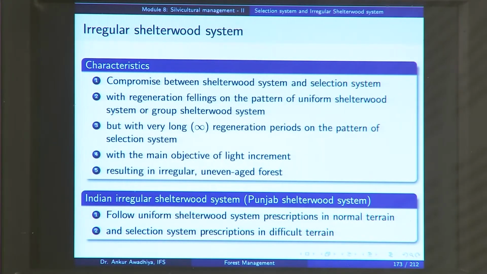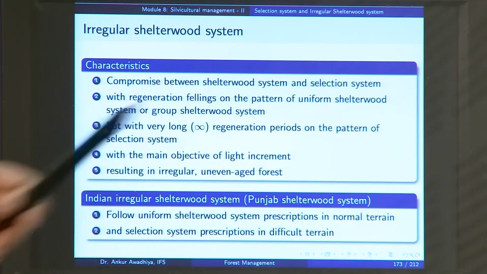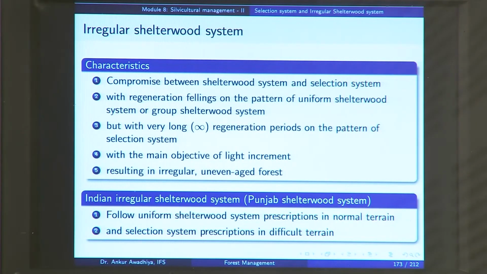So, in the case of a selection system, we were having a regular uneven aged stand. In the case of a Shelterwood system, we were having an even aged stand. Now, to create an irregular forest, you make a compromise between the selection system and the Shelterwood system. So, you have characteristics of both these systems together. So, this is a compromise between Shelterwood and selection system with regeneration fellings on the pattern of uniform Shelterwood system or group Shelterwood system.